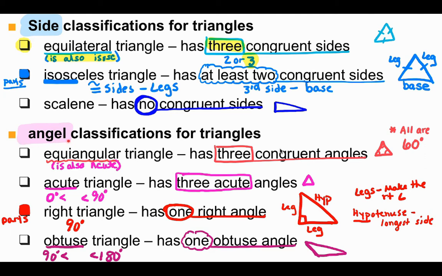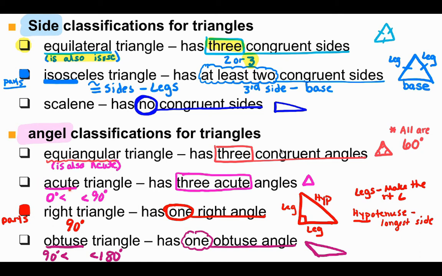Now our angle classifications. Our first one is equiangular. It has three congruent angles. When you're marking that, you're going to see that there is the same curve in all three. And it turns out that all of these angles are going to be 60 degrees. So in an equiangular triangle, all three of the angles are exactly the same at 60 degrees.